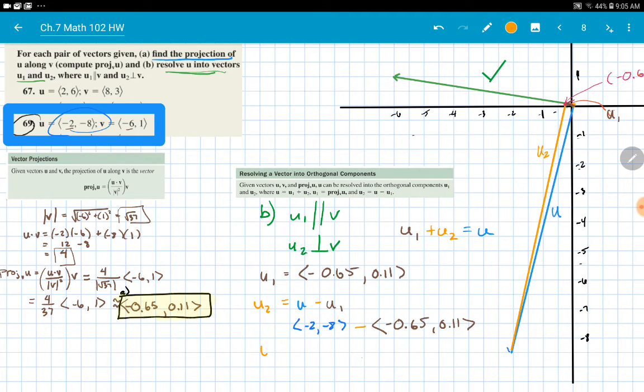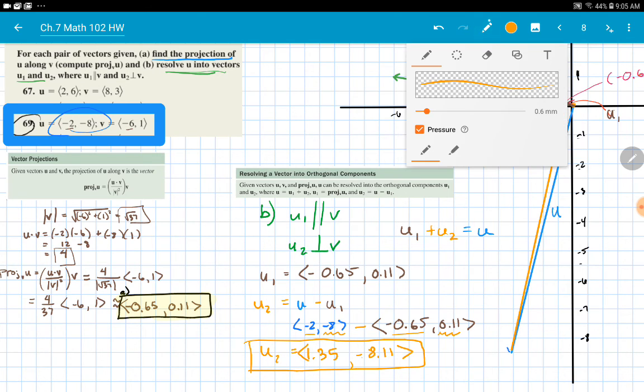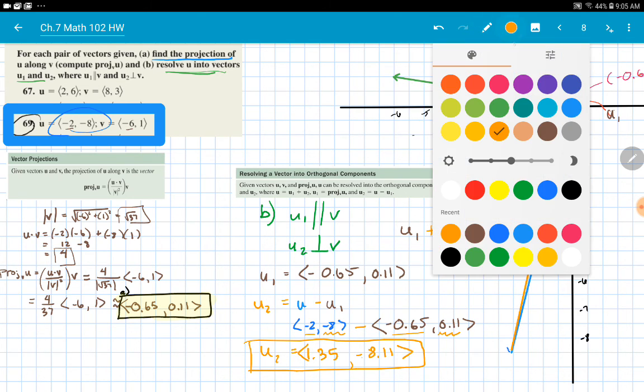And when I subtract the vectors, I subtract my components, and I get -2, my horizontal, -2 minus -0.65, so it's really plus 0.65. That gives me 1.35 is my horizontal. And my vertical, subtract the verticals, so that's -8 minus 0.11, so that's -8.11. And that is that orange U2 vector. So that is my answer for part B.